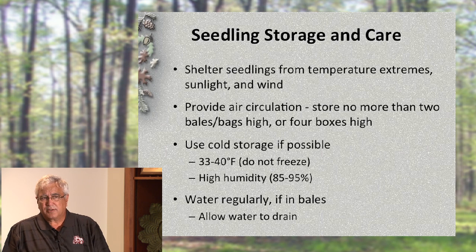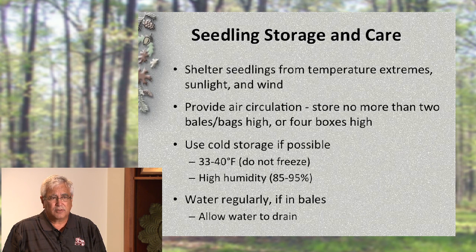Shelter your seedlings from temperature extremes, sunlight, and wind. You need to provide some air circulation, so you don't stack more than 2 to 4 boxes high in the cooler. Use cold storage if at all possible. This cold storage will range anywhere between 33 degrees to 40 degrees. It's best to have it at a constant temperature so that there are no fluctuations where the seedlings might tend to break bud as they respire within the bags or the bales. You want to water regularly and allow the water to drain. You don't want any water to stand on your root systems.